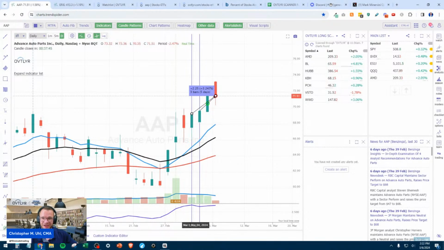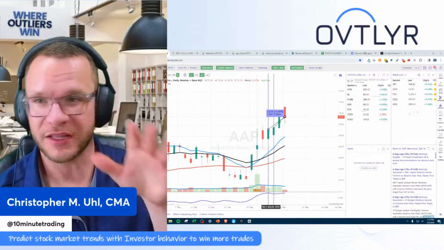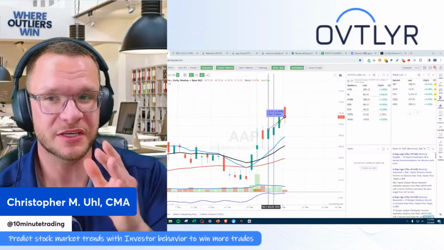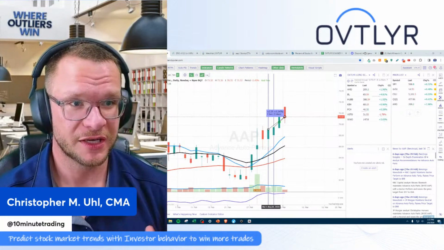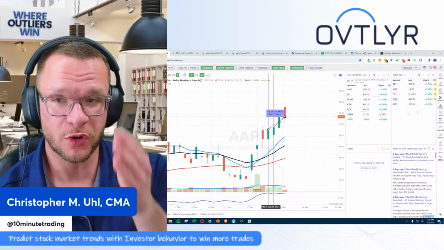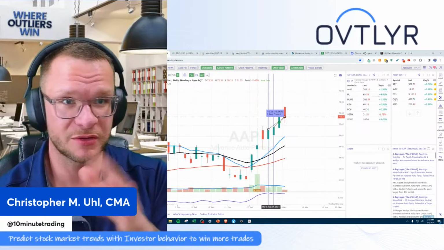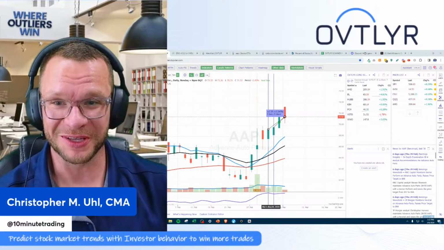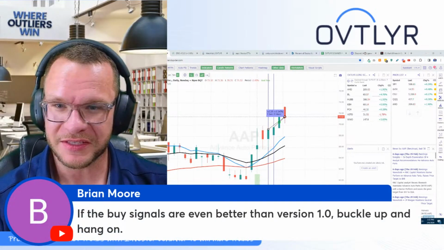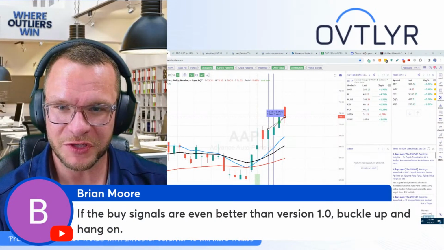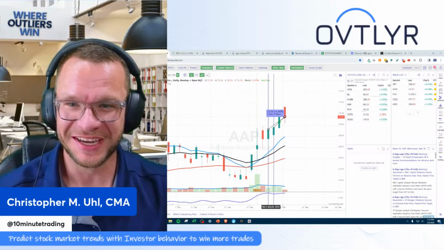So this is the kind of upgrades that we're talking about here, right? Very small as far as the grand scheme of things, we're just moving the signals a little bit sooner, but 22% greater return in that same time period, going from the 1.0 to the 2.0. And that's just on one stock in particular, right? We could do this all day. So it was really, really cool. Brian says, if the buy signals are even better than version 1.0, buckle up and hang on. Yeah, I just showed one right there, dude, for sure.